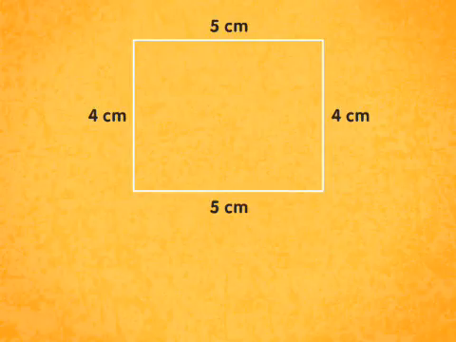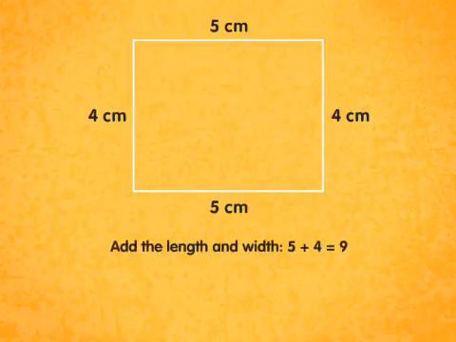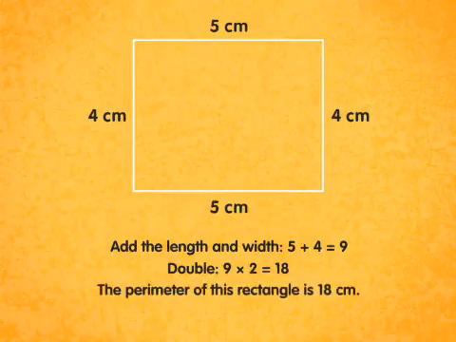A third way to calculate the perimeter is to add the length and width and then double this sum. Add the length and width. 5 plus 4 is 9. Double the sum. 9 times 2 is 18. So the perimeter of this rectangle is 18 centimeters.